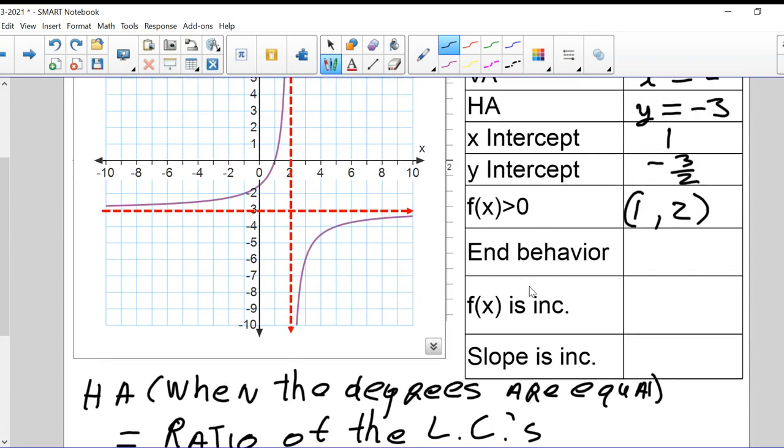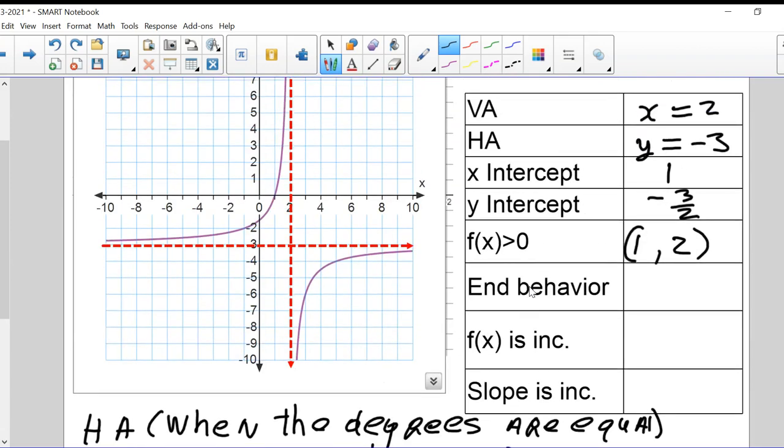So let's go back and look at the graph again. As I move, and watch the mouse, as I move further and further towards minus infinity, as I go this way, what y value does it seem like I'm approaching?